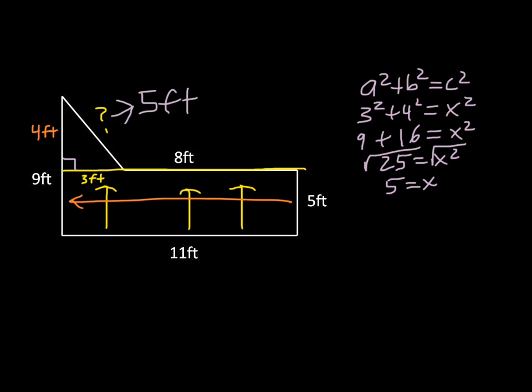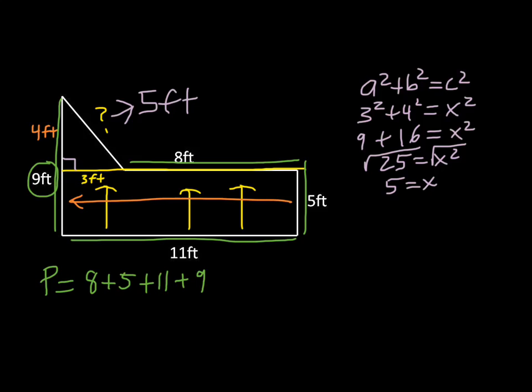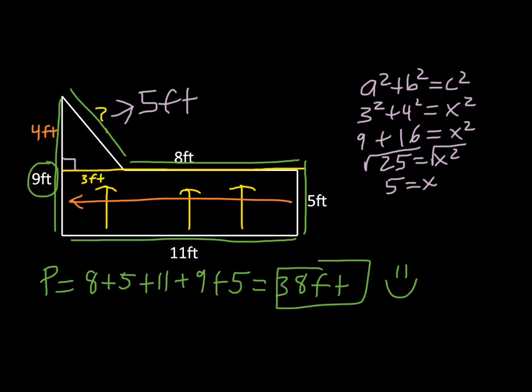Okay, so now that I know that using my Pythagorean theorem, I can just go ahead and find my perimeter, add them all up. 8 plus 5 plus 11 plus 9. Be very careful when you do this. Don't do 9 plus 4, right? Because this 4 is actually included in the 9. It's the 5 here plus the 4 here. So that's that. And then you're going to add the 5 feet from the hypotenuse, and that gives you a total of 38 feet. Okay, that's it.